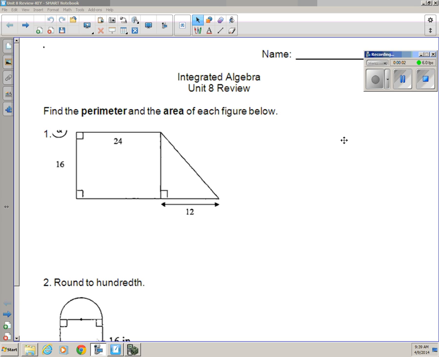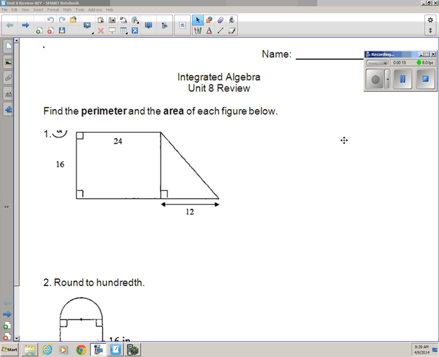Okay, so this is another review for tomorrow's test. This is a little more comprehensive than that first one. So find the perimeter and the area of each figure below. So perimeter, remember, we need to be able to add up all the sides.